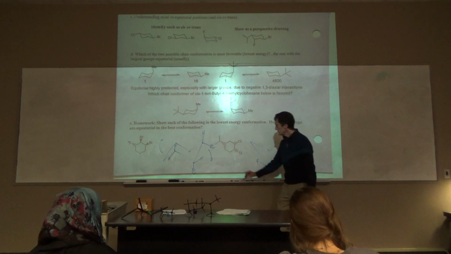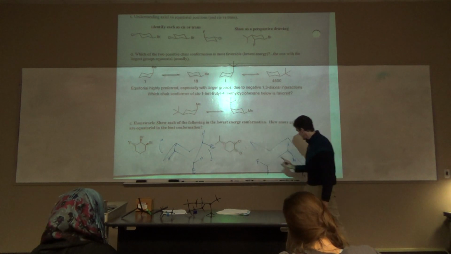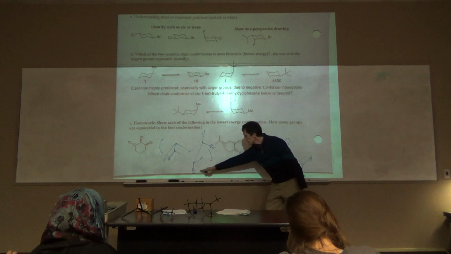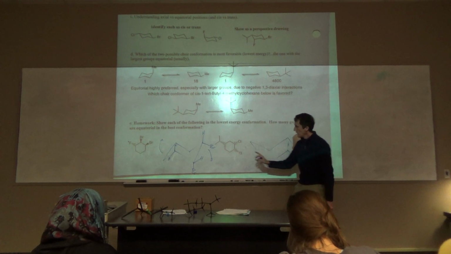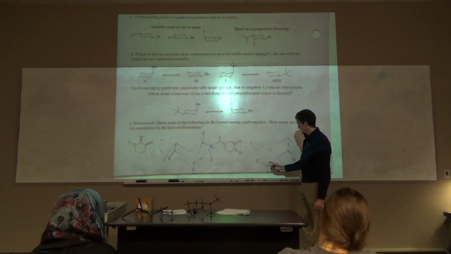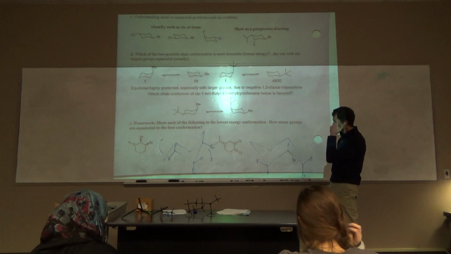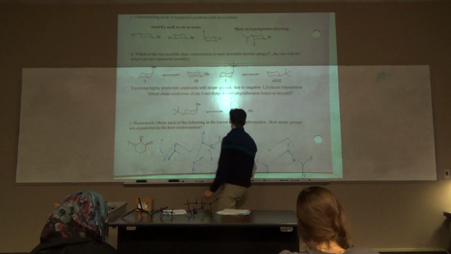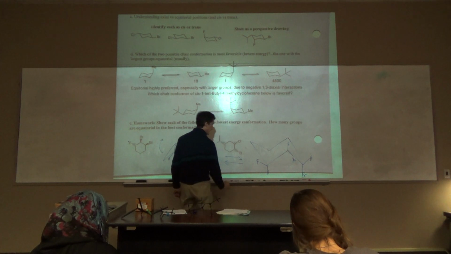We know that when you do a ring flip, this one went from equatorial to axial. This one went from axial to equatorial. And that one went from axial to equatorial. These are your two ring flips. Okay? At equilibrium, which is going to be favored? That's the question.